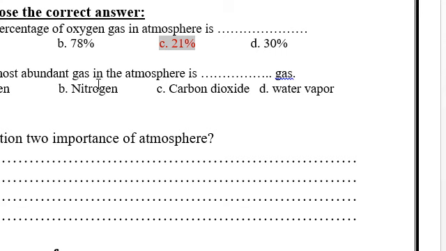What is the most abundant gas in the atmosphere? The gas with the greatest ratio is of course what? Of course, it is nitrogen gas. It represents 78%.